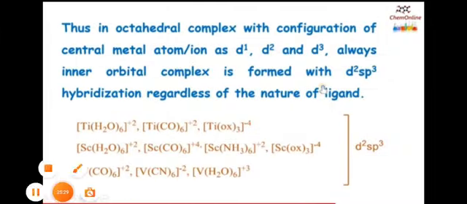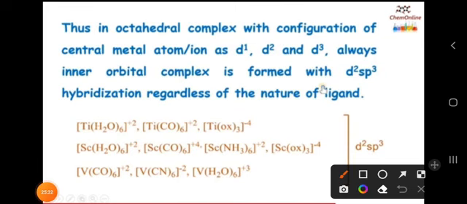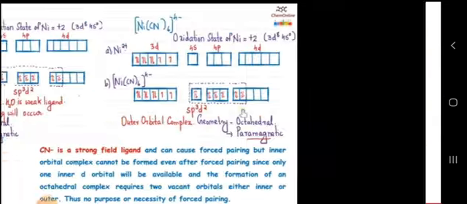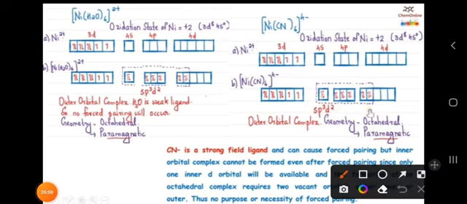And in octahedral complexes with a central metal atom of d1, d2, d3, they will always undergo d2sp3 hybridization. Here these are the examples we are going to explain: this is the d2, this is the d1 and this is the d3. So all these complexes will form inner orbital complexes. Why? Because they have the availability of orbitals to form the hybridization.